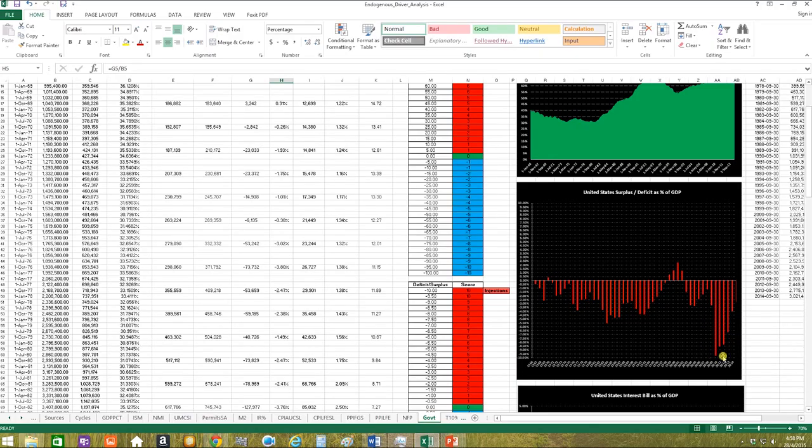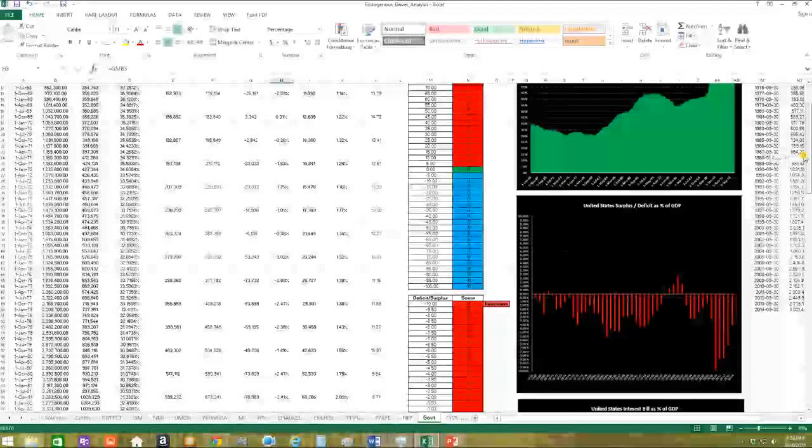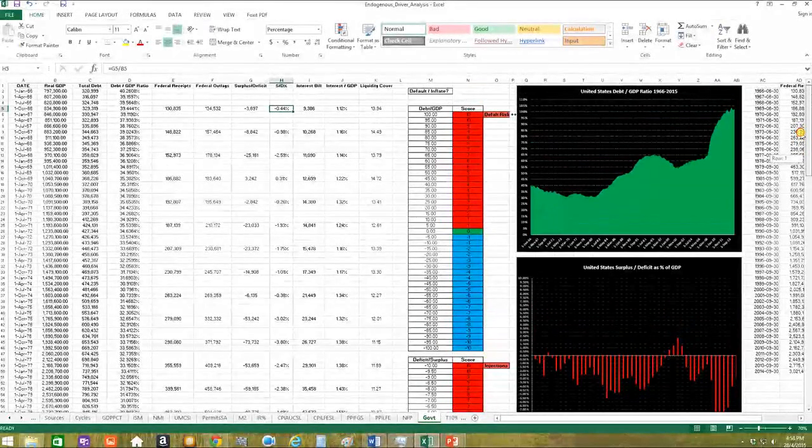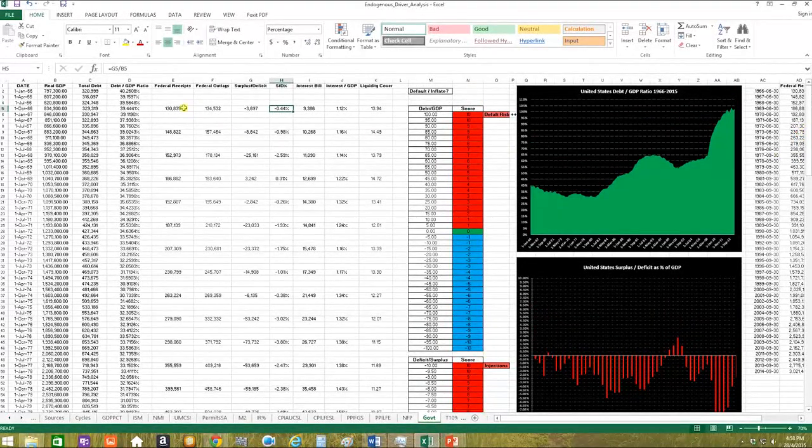It got very large as a percentage of GDP around 2010, 2011, and it started to come back to more long-term normal levels. But as we know, it's still inflationary, and the outstanding debt has been continually increasing, and that's above 100% debt to GDP. Now, where do we get these numbers from?